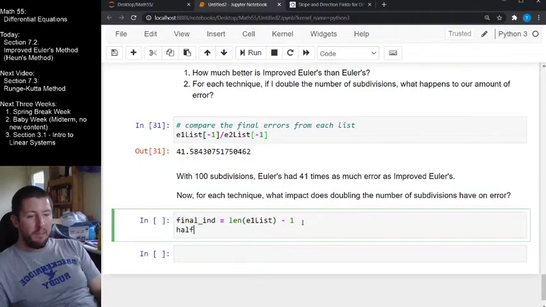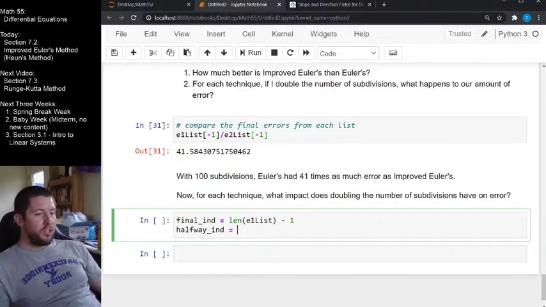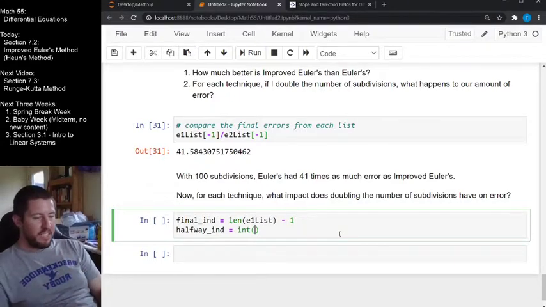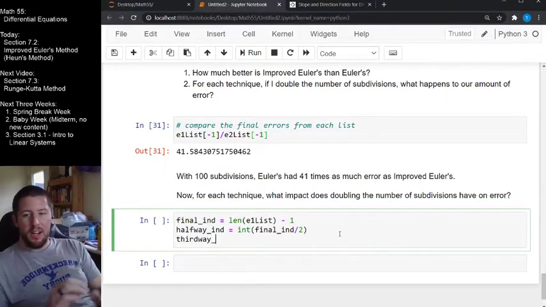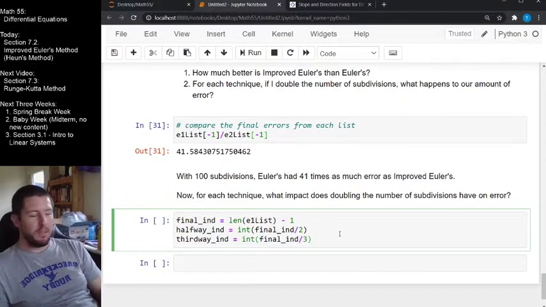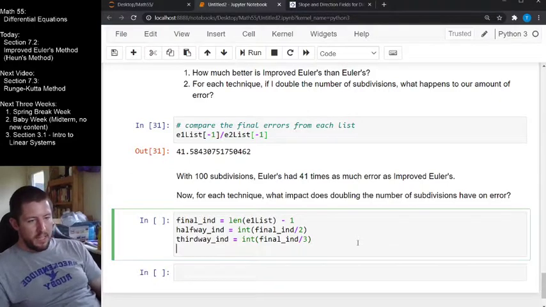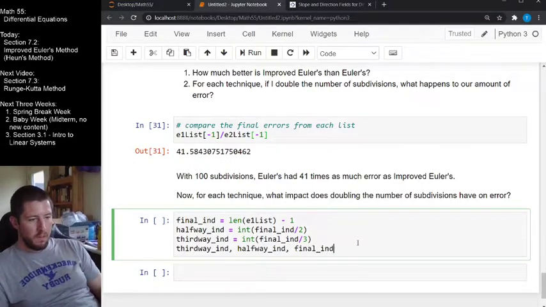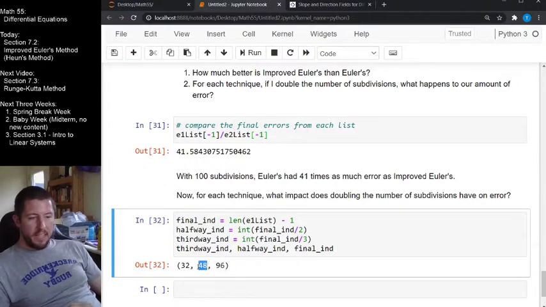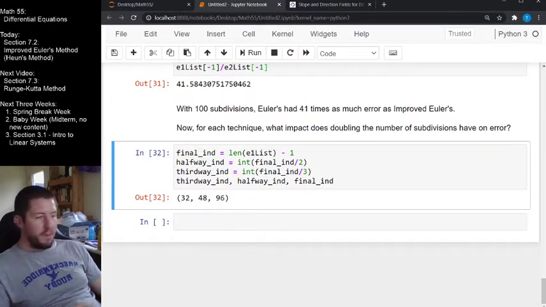And I'm going to get some other indices. I'm going to get a halfway index, halfway end, and that should really just be our final end divided by 2. I just need to make sure it's an integer in case it was an odd number. So we're doing this as a light estimate. And I'm even going to go so far as to get a third, like what's 1/3 of the way through here. So I'll also do a final end over 3, wrapped in int, just to make sure. That one I really don't trust to be an integer. And just to double check these, let's see what they look like. We can see that we're at 96, half of 96 is 48 subdivisions, a third of 96 is 32 subdivisions. So this is our how many subdivisions we're going to be considering here.